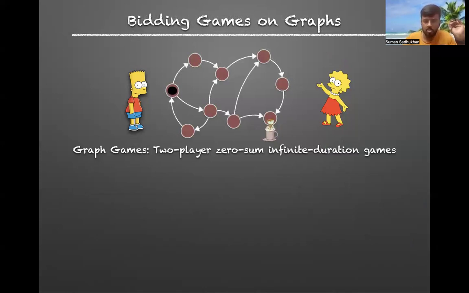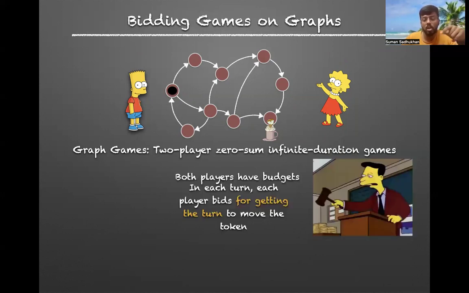Everything remains the same. Instead of giving a priori ownership of the vertices, we give some budgets to these vertices. At each turn, we call for an auction, and the players bid from whatever budget they are given. Whoever wins the bid at a turn gets to move the token from there.